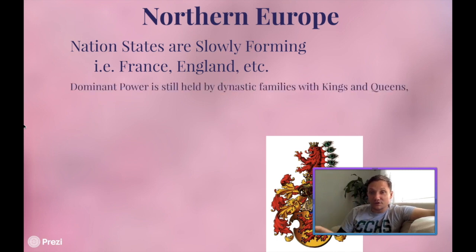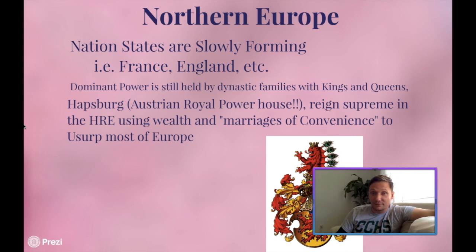Now, the big dogs that you still see holding all the power are your dynastic families, kings and queens, okay? Particularly in areas like France and also the Holy Roman Empire. The Holy Roman Empire being the biggest out of all of them, okay? And the Holy Roman Empire was presided over mostly by one family for hundreds of years. Of course, by one family, like the Medicis in Florence and the Sforza down in Milan.